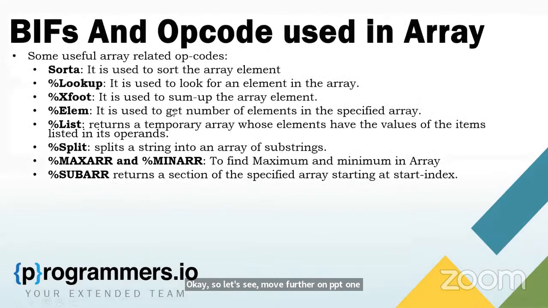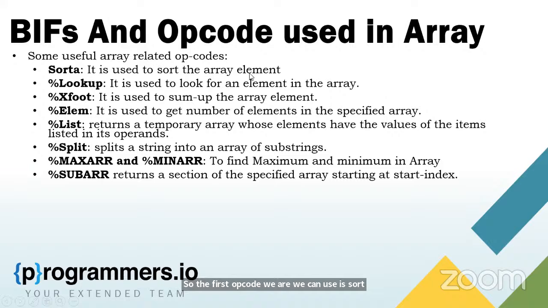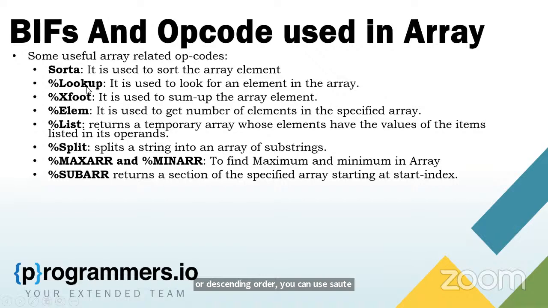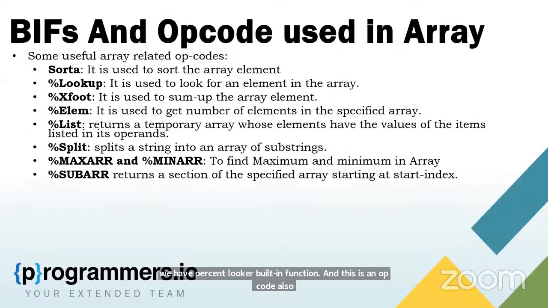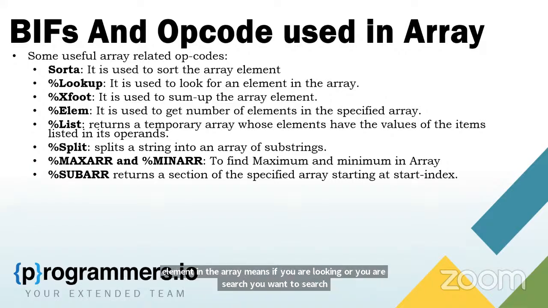Let's see the built-in functions or opcodes which we can use with arrays. The first opcode is SORTA, which is used to sort the array elements. If you want to arrange them in ascending or descending order, you can use SORTA. We also have the %LOOKUP built-in function, and this is an opcode also, so you can use either one. %LOOKUP is used to look for an element in the array. If you want to search for any element in the array, you can use %LOOKUP.